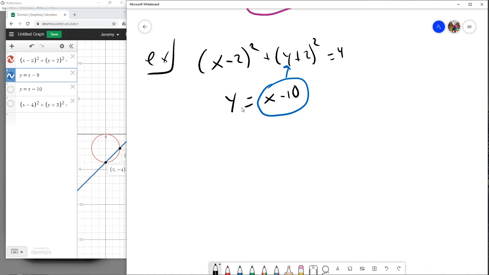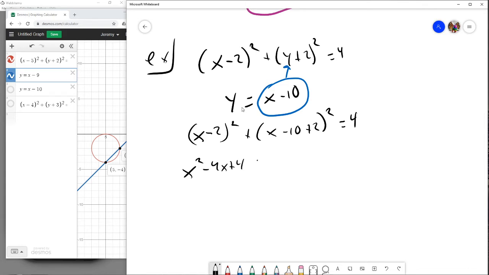So what I'm going to do is just plug all of this in for y again. Well, let's see what we get. So we have x minus 2 quantity squared plus x minus 10 plus 2 quantity squared is equal to 4. So the first quantity we know is going to be x squared minus 4x plus 4. And the second quantity, this one here, is the same thing as x minus 8 quantity squared. So when we square that, we get x squared minus 16x plus 64, and that's all equal to 4.